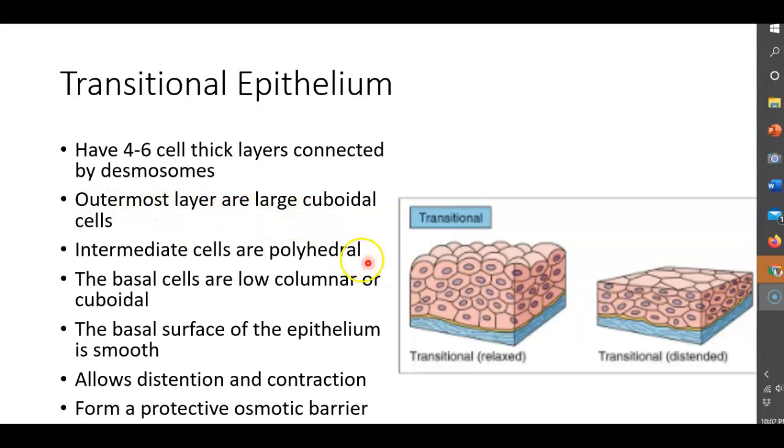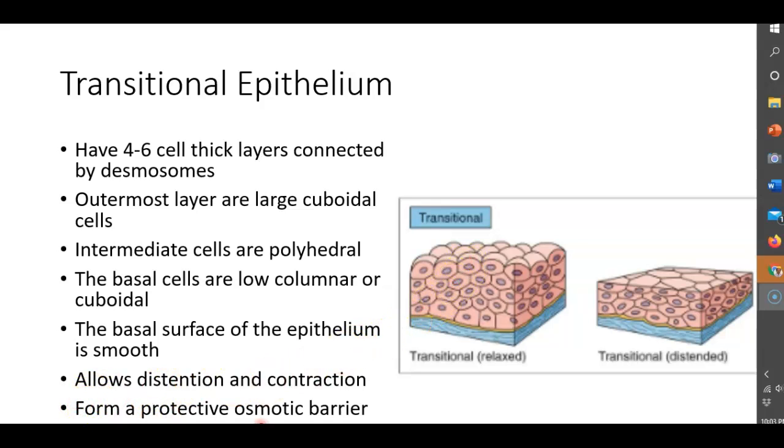Outermost layer are large cuboidal cell. Intermediate cells are polyhedral. The basal cells are low columnar or cuboidal. The basal surface of the epithelium is smooth. There is no indentation. Basal surface, it is smooth. It allows distension and contraction without losing the integrity of the cell, because we have the desmosome or macula adherens. It prevents the reabsorption of fluid, because we have also tight junction or zonula occludens.